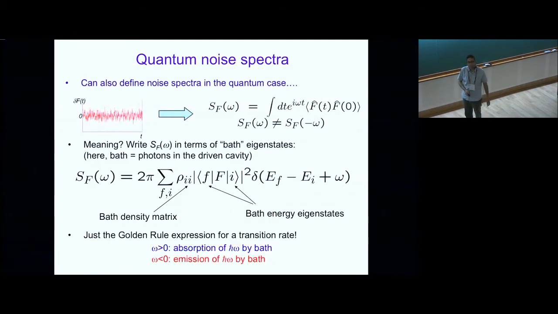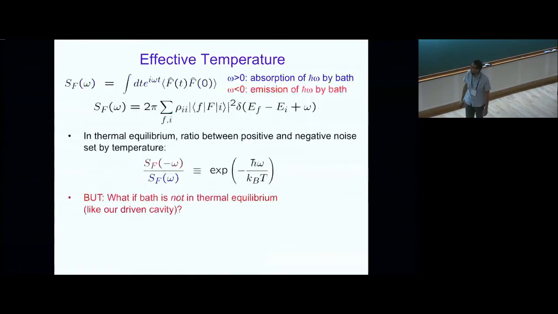So what if the bath was in thermal equilibrium? I know something about its density matrix. And not surprisingly, what you can show is if the bath was in thermal equilibrium, you know what that ratio is. What's the relative probability for emission versus absorption at a given frequency? It's just given by a Boltzmann factor. So the idea is there's a connection between the asymmetry of this noise spectral density between positive and negative frequencies and the temperature of my bath if my bath was in thermal equilibrium.